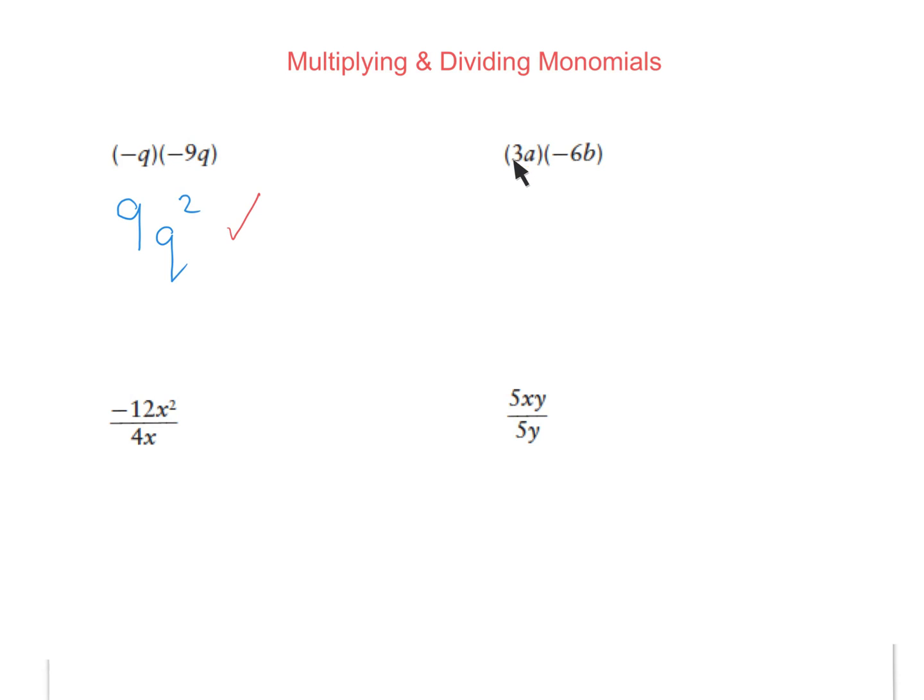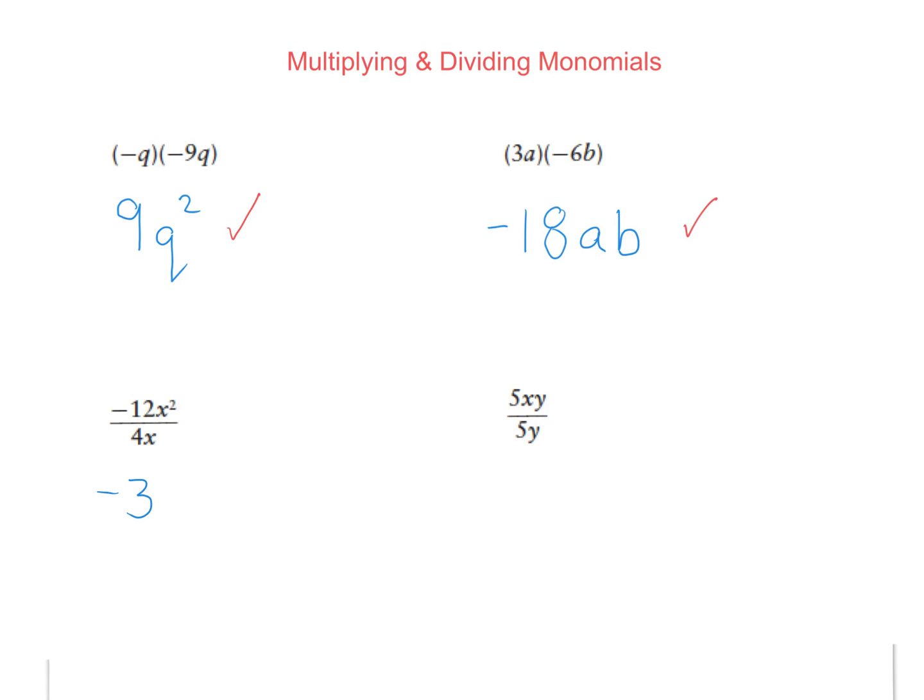Over here we've got 3 times -6, which is -18. And then we have a times b. Well, we can't apply any exponent rules here because our base of this power is not the same. This is an a and this is a b. So literally this just means a times b, and there's nothing we can do. There's no exponents to add or anything. So the answer is -18ab. And that's it.